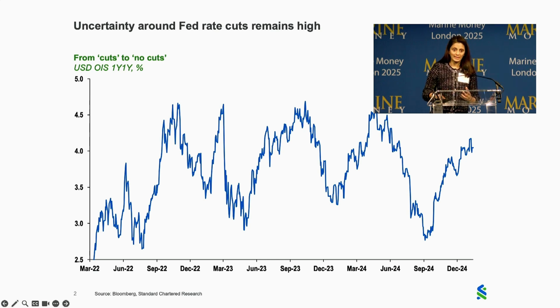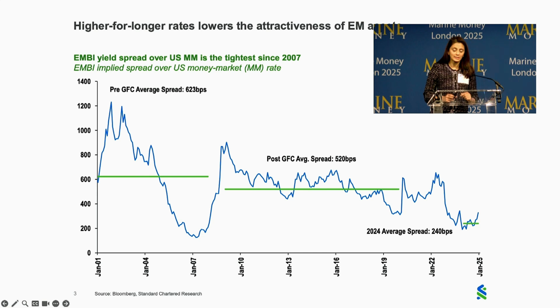If you can get money market rates, which are US money market rates at 4.5% to 5%, it becomes that much more difficult for other parts of the world to attract capital, whether it's into the equity markets or the bond markets. This chart shows you just how compressed the spread between yields of emerging market bond indices versus US money market rates has become. It's at the lowest level almost in the last 20 years.